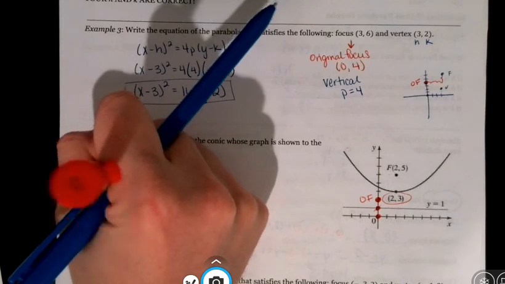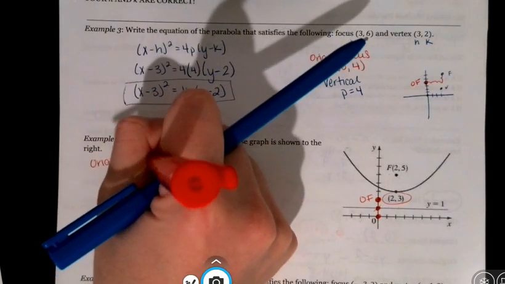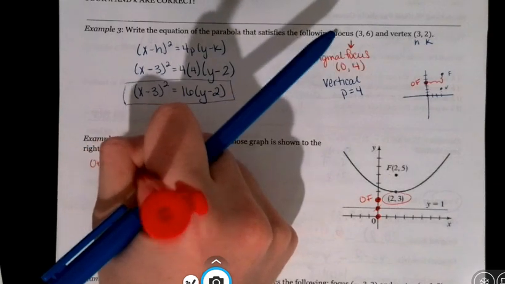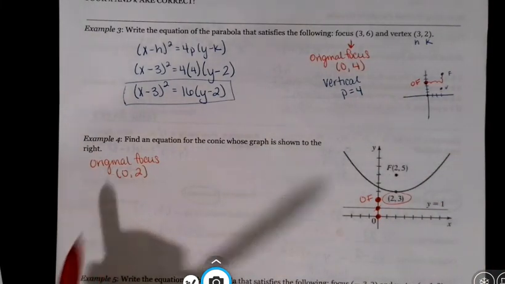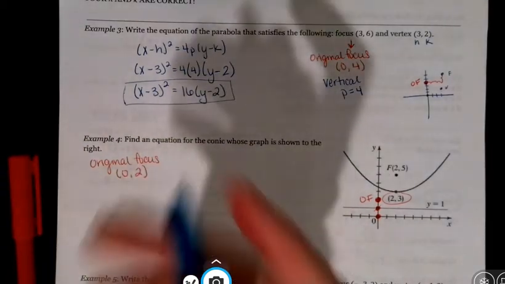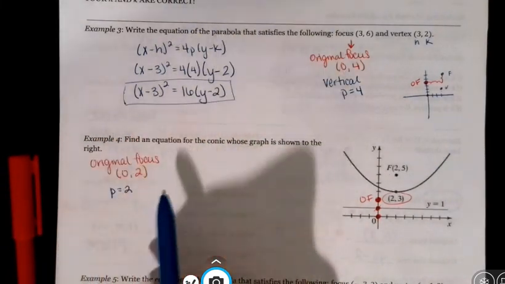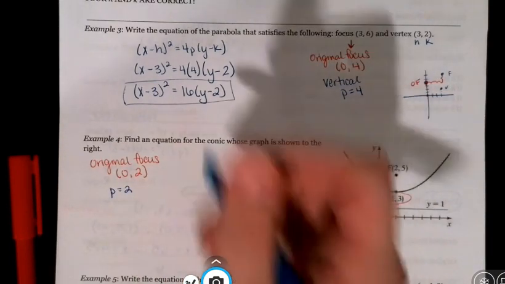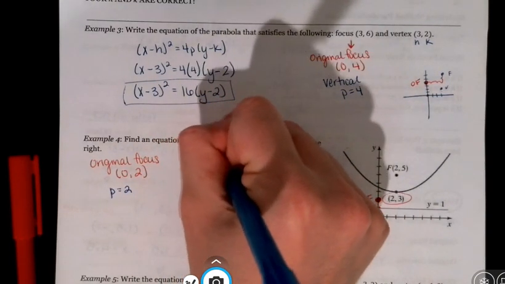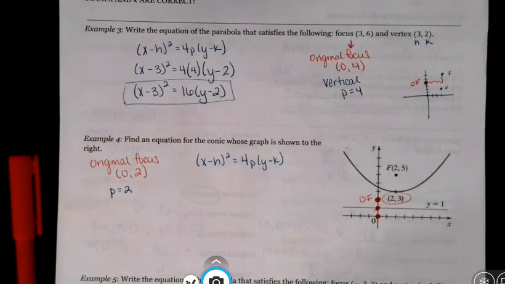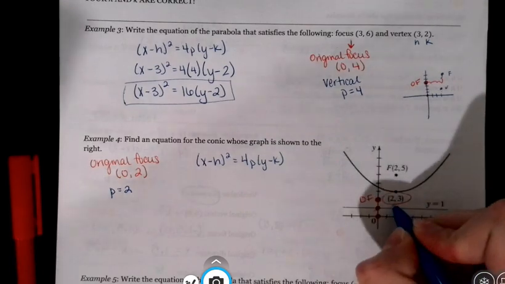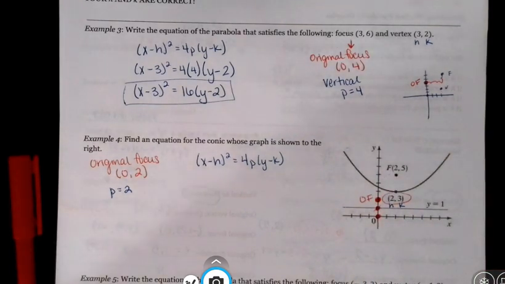So over here, I'm going to say my original focus is 0, 2. Now, I could have looked at this picture and seen that it was vertical anyways. If I didn't do that, how my focus is written also tells me that it's vertical. So we know it's vertical. We know our P is 2 because that was our original focus. So I'm going to have the same template as before. And I want to plug in what I know. I know my P, my H, and my K are part of my new vertex. So my H would be 2 and my K would be 3.